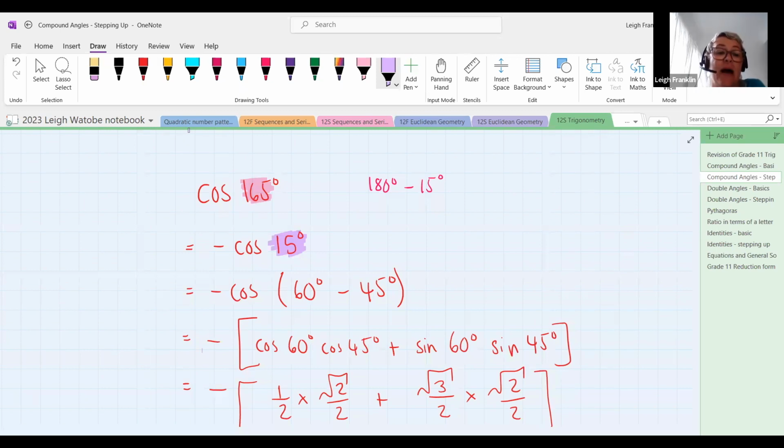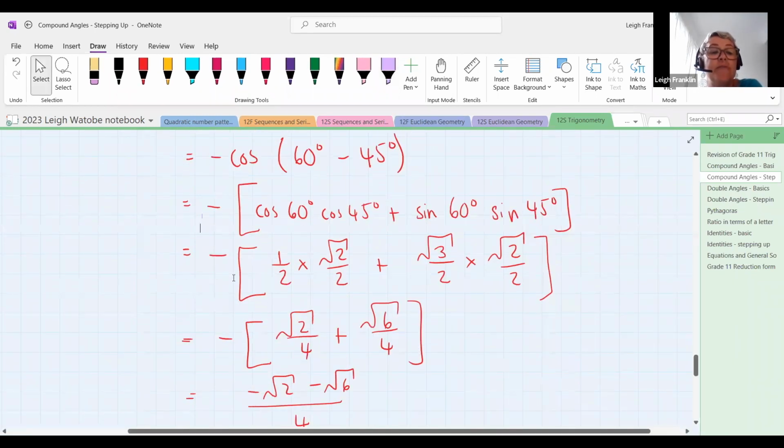Then I expanded my compound angle: cos 60, cos 45 plus sine 60, sine 45. Then I subbed in my special angles, leaving my negative on the outside. So cos 60 is a half, cos 45 is root 2 over 2, sine 60 is root 3 over 2, and sine 45 is root 2 over 2.